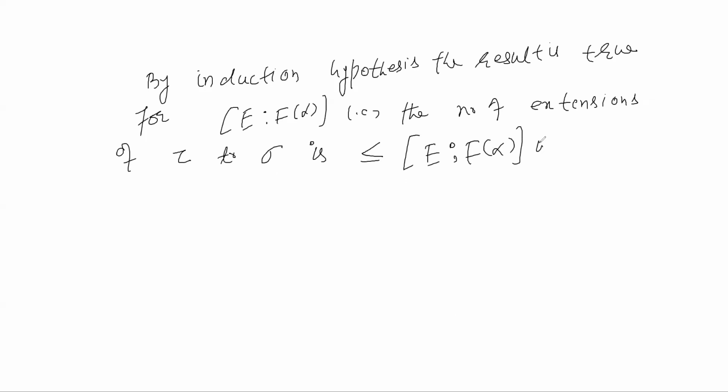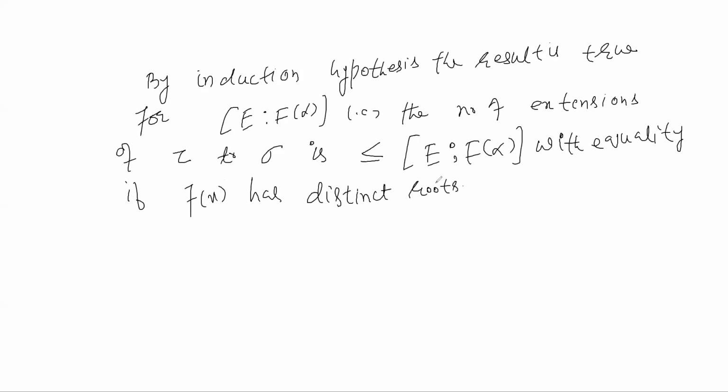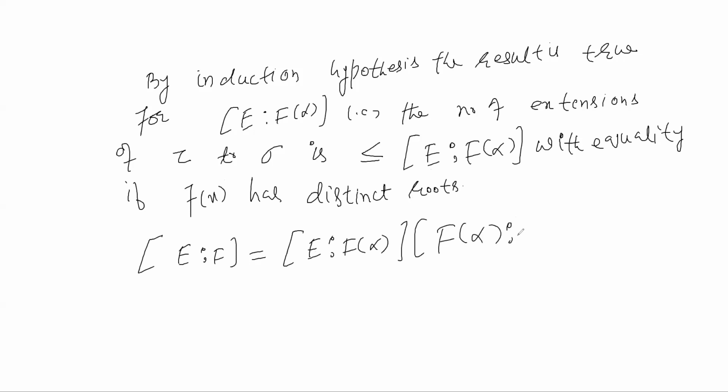With equality, if f(x) has distinct roots. And we know that the extension degrees are multiplicative. So you have now this situation: the degree of extension of E over F, you can write it as the degree of extension of E over F alpha, multiplied by the degree of extension of F alpha over F.